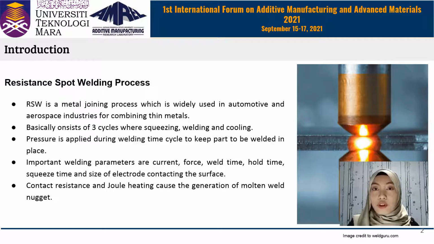A molten weld nugget occurs in the workpieces as a result of the contact resistance and joule heating. The physical action of current traveling through an electrical conductor producing thermal energy is known as joule heating. Thermal and electrical contact conductivity are critical in determining the rate of heat generation and nugget formation. As a result, when the temperature rises, so will the bulk resistance. Then, when sufficient heat is created on the workpiece in resistance spot welding, the weld nugget will form.